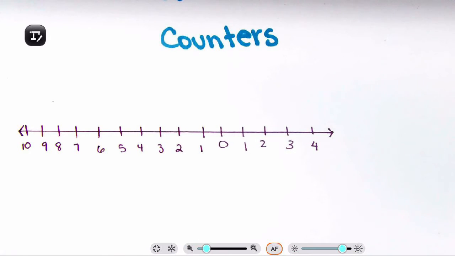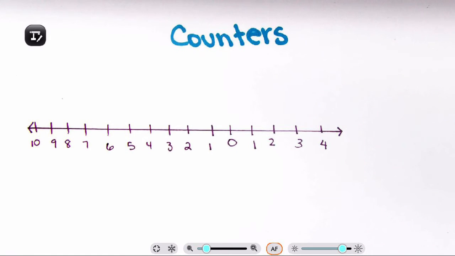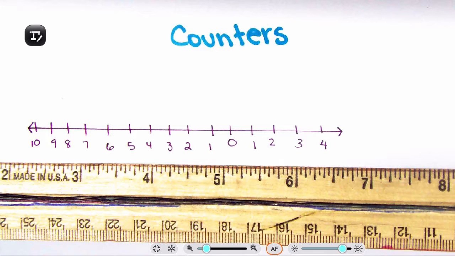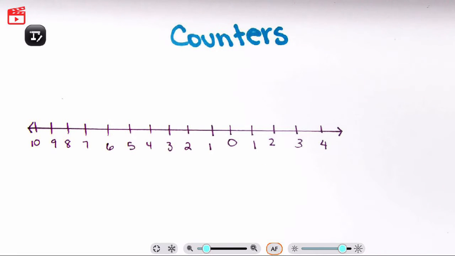One thing I want to point out to you is how I am trying my best to make sure that my numbers are evenly spaced out. They are evenly spaced out because just like on a ruler, we want our measures to be accurate, okay? We want it to be spaced out evenly.